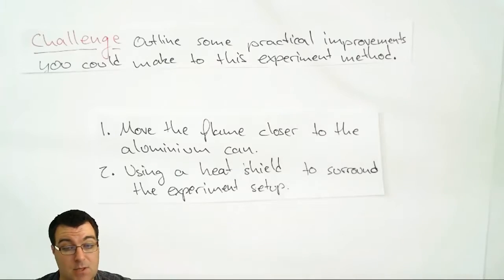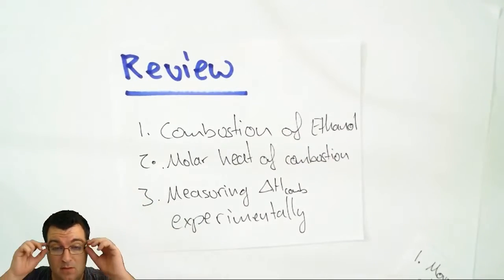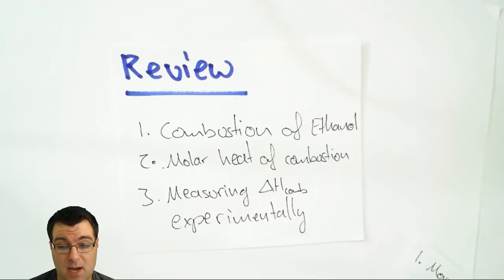Okay, let's look at wrapping this up. In review, let's look at what we've covered in today's Science with Nico. We have looked at the combustion of ethanol. We've looked at what the molar heat of combustion means and how to calculate it from experimental data. And we've looked at measuring the molar heat of combustion experimentally, mainly in the context of the school laboratory, but we've also had a little bit of a comment on how you could do that in a professional laboratory using a bomb calorimeter.